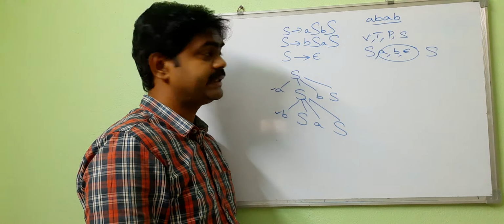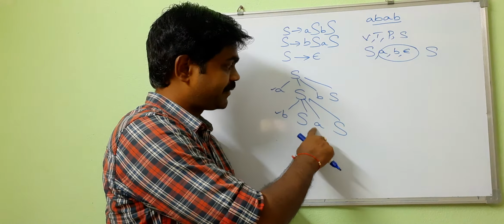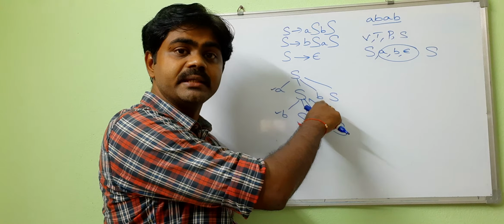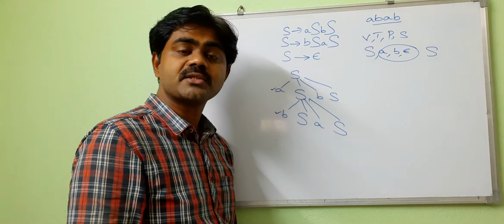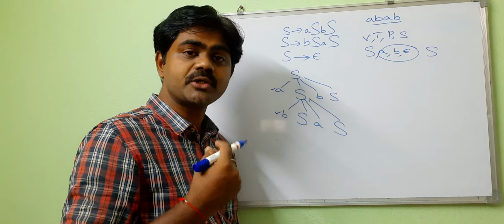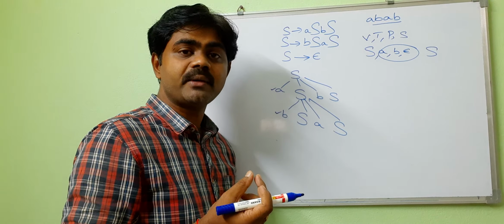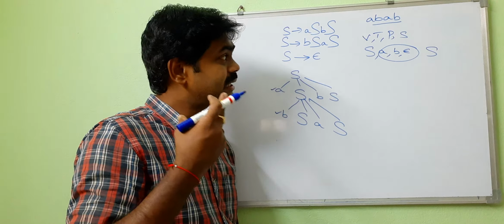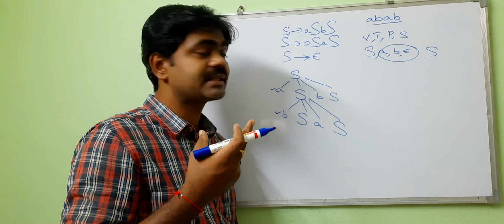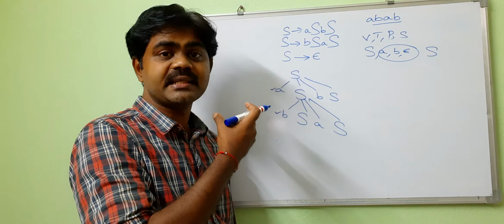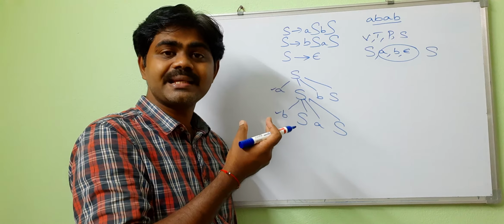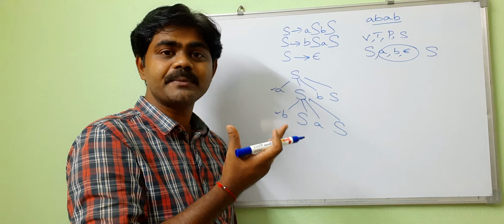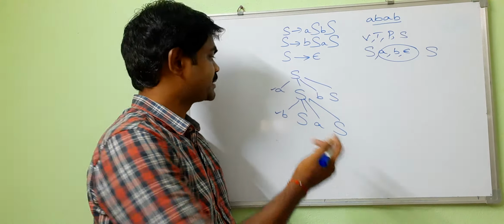Now I need to generate AB. So here I have A, here I have B, but in the meanwhile I have capital S here. I should not have a non-terminal, right? In order to generate a string, those should be terminals. So I need to check whether we have any other production. If you see the third production, we have capital S tends to epsilon. Epsilon is nothing, so I can substitute epsilon in the place of capital S.